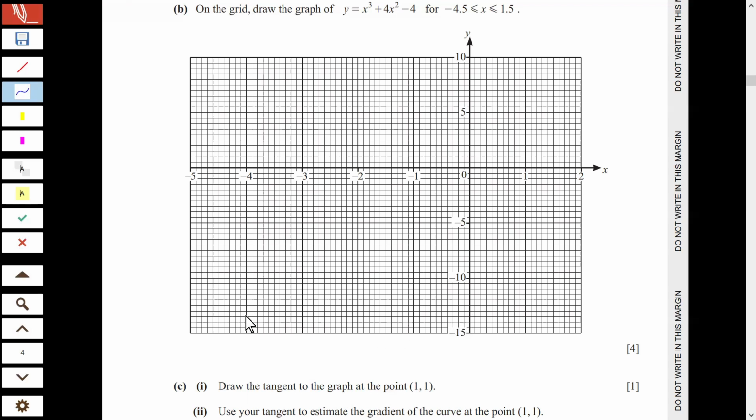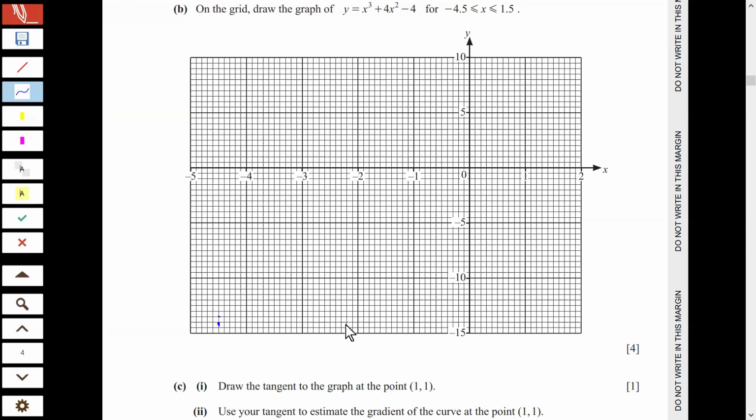We have 4.1, 4.2, 4.3, 4.4, 4.5. And then here we're going to have something like 14.1. This is 11. We have 14.1 should be somewhere around here.